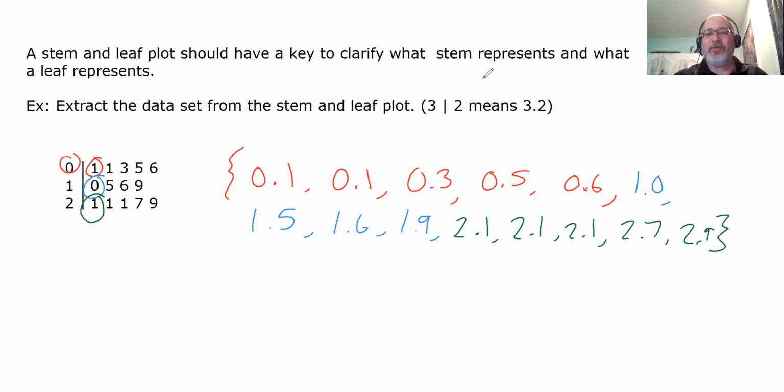But without the key, those would have all been two-digit numbers. Well, the first 5 would have been one-digit numbers, 1, 1, 3, 5, and 6. But that's why it's important to have a key, especially when you're undoing a stem and leaf display.